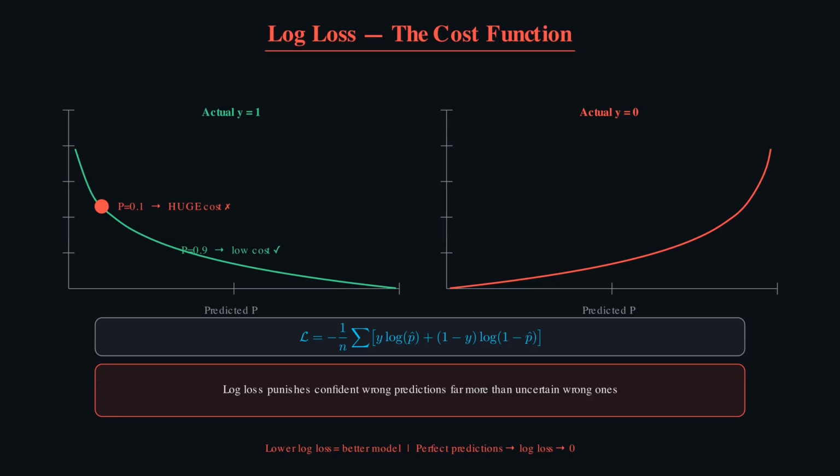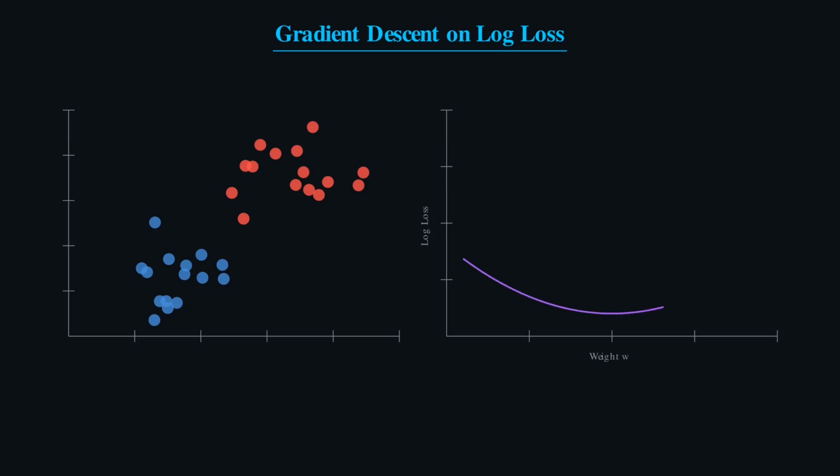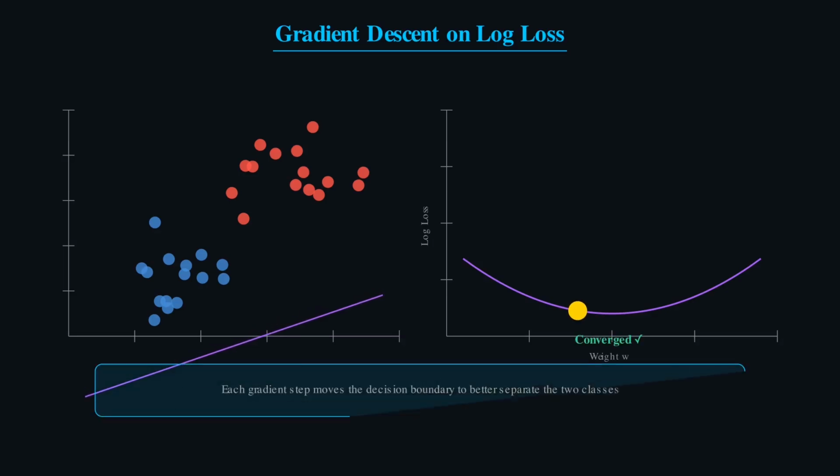Training uses log loss as the cost function. When the actual label is 1 and the model predicts a very low probability, the penalty is enormous. When the model predicts a high probability for the correct class, the cost is tiny. This asymmetry is the point. Confident wrong predictions are punished far harder than uncertain ones. Gradient descent then minimizes this loss by adjusting the weight step by step, nudging the decision boundary a little further in the right direction each time until it separates the classes as cleanly as the data allows.